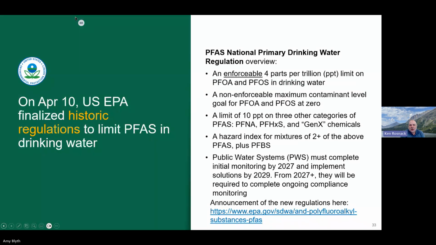Andrew talked about this, so I don't want to belabor the point, but the National Primary Drinking Water Regulation sets a 4 parts per trillion limit on PFOS and PFOA. You do have maximum contaminant levels, and you heard from Andrew on that. Then there's a 10 ppt level on several other category chemicals that you see here. On top of those individual levels, that's where you have the hazard index, and it has to be a mixture of two or more of the above, including PFBS in this case, which is not monitored separately.